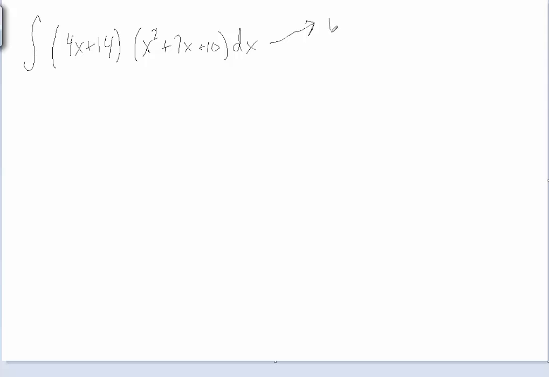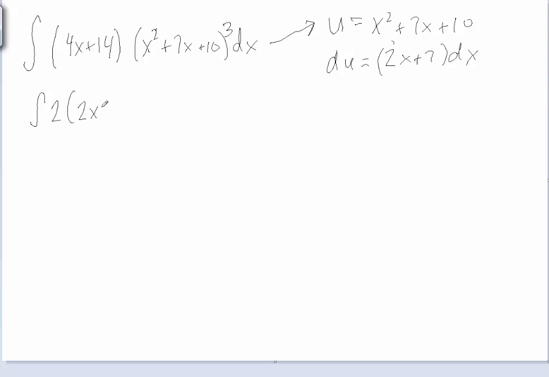Okay, so let's do this to the third again like we had before. So we've got u again equals x squared plus 7x plus 10. Du happens to be 2x plus 7 dx. This isn't quite what we have in here. Almost, but not quite. If we rewrite this, we factor out a 2, and we've got this. So now we have this extra 2.